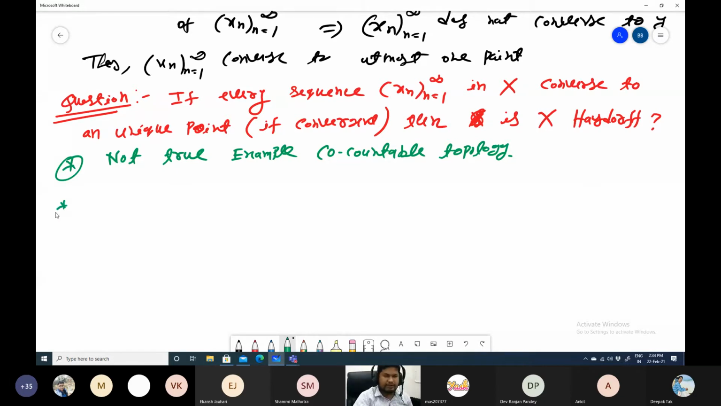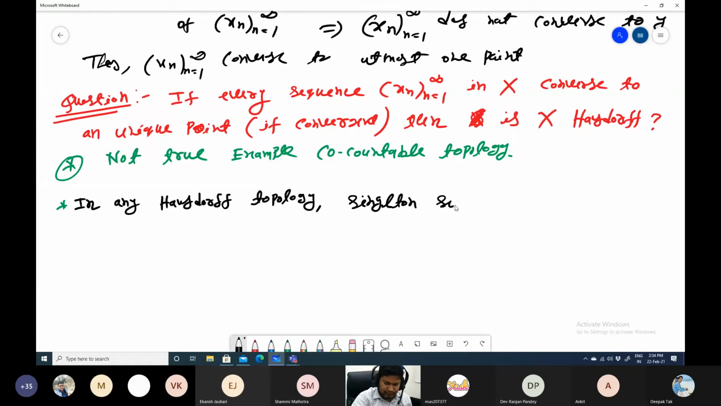And again from this, can you tell me whether this is true or not in any Hausdorff topology? Singleton sets are closed. Can you prove it? If you have a Hausdorff topological space, then singleton sets are closed. Can you give a quick proof of that?